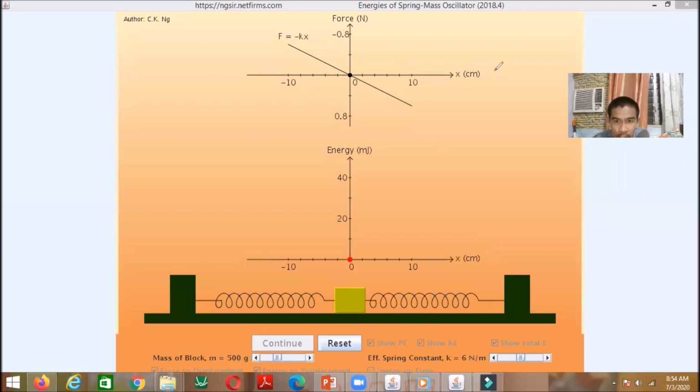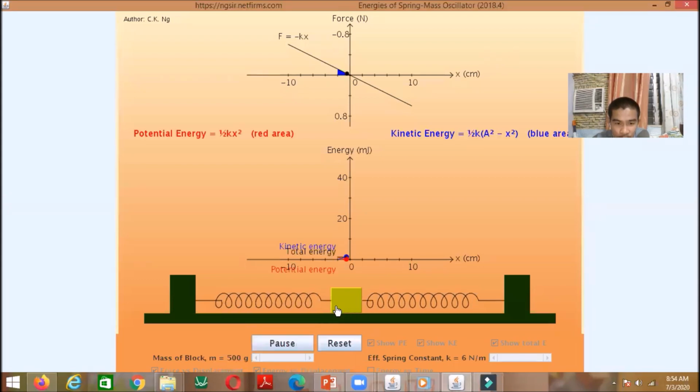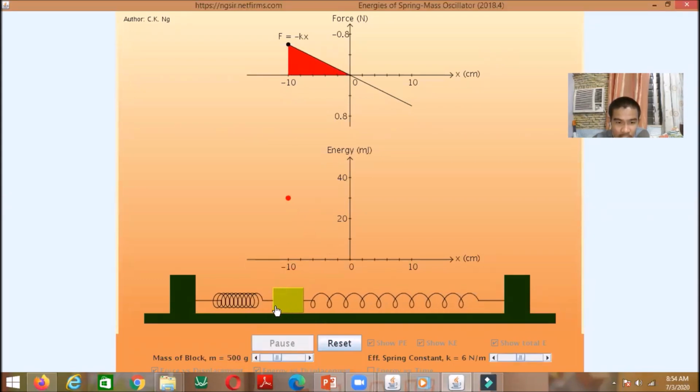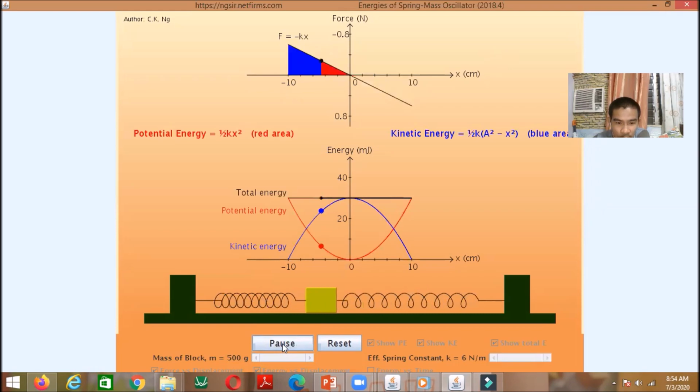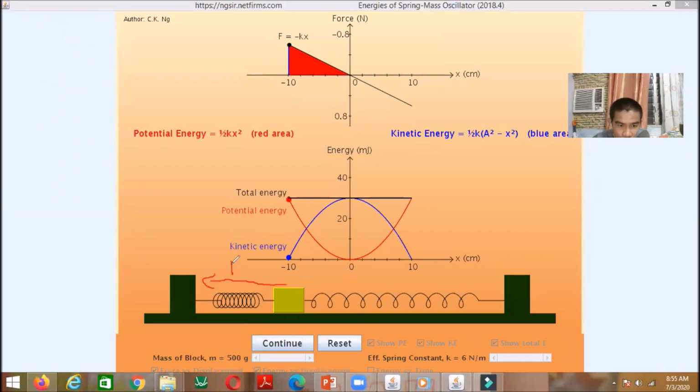Now, if the spring is compressed, and the displacement is in the negative direction, then the applied force goes in that direction. That is the direction of the applied force. The restoring force will push the block towards the equilibrium position. It restores the object to the equilibrium position. So that's why the force exerted by the spring is also called restoring force.